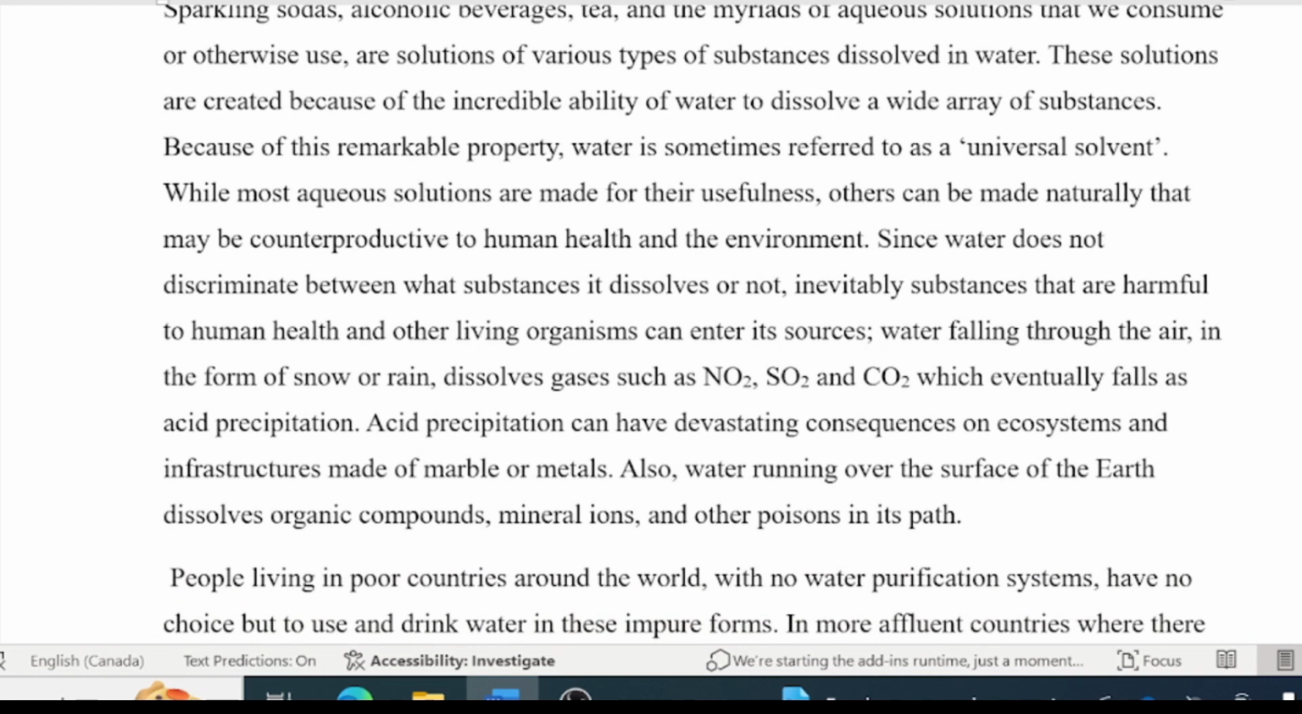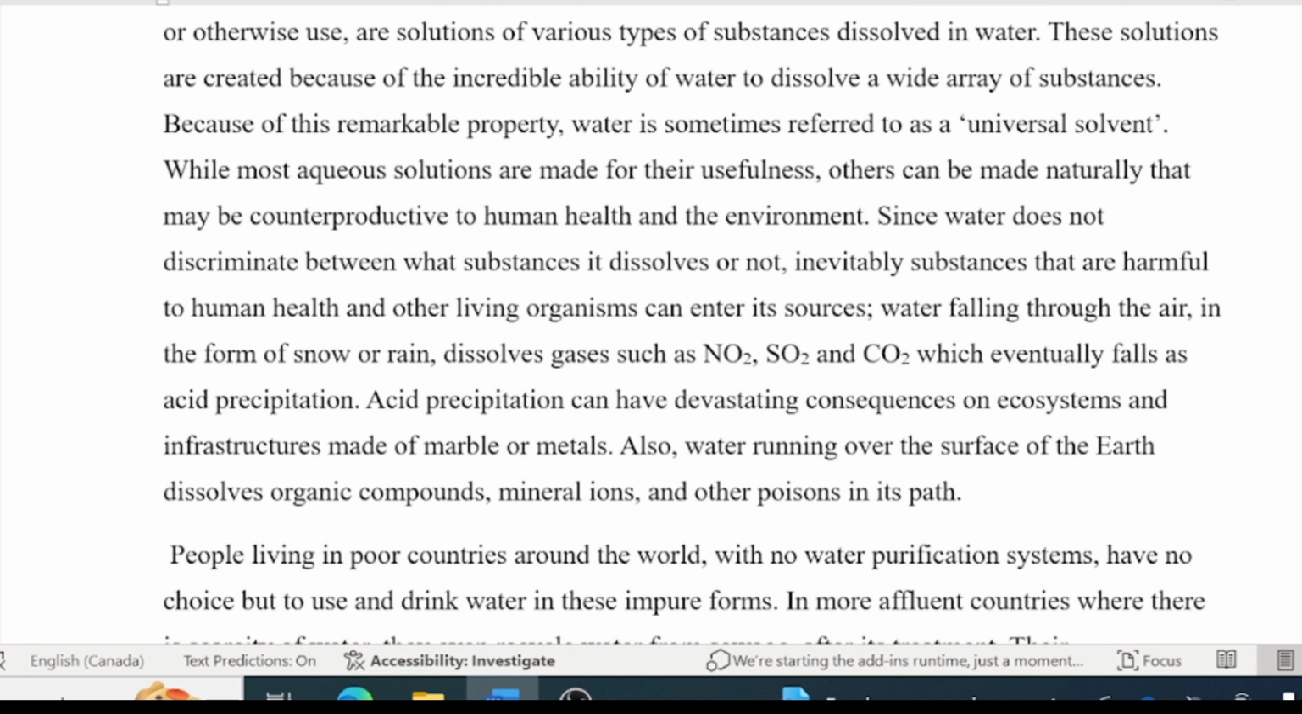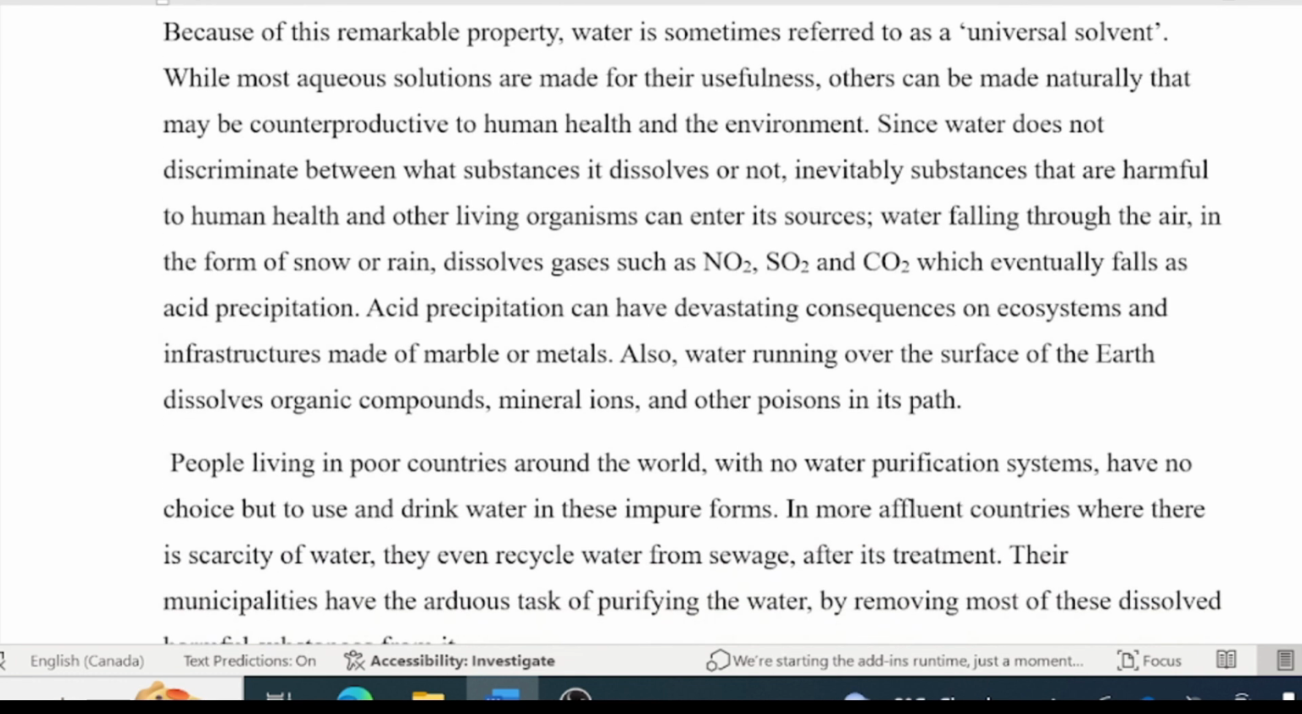While most solutions are made for a usefulness, others can be made naturally that may be counterproductive to human health and the environment. Since water does not discriminate between what substances it dissolves or not, inevitably substances that are harmful to human health and other living organisms can enter its sources.